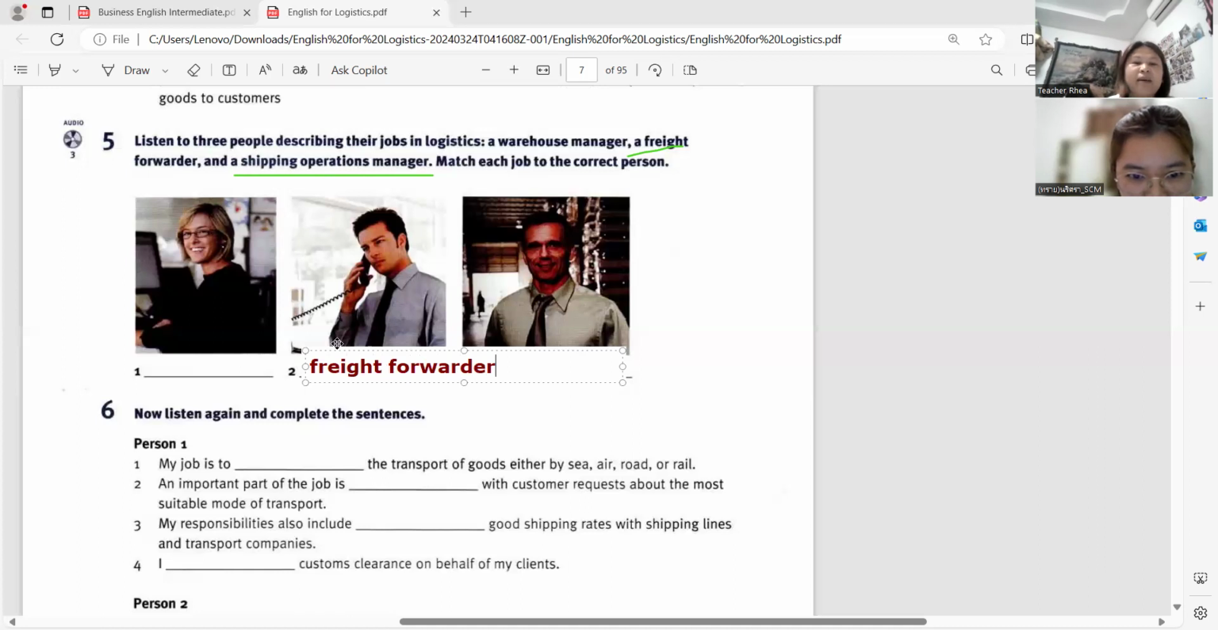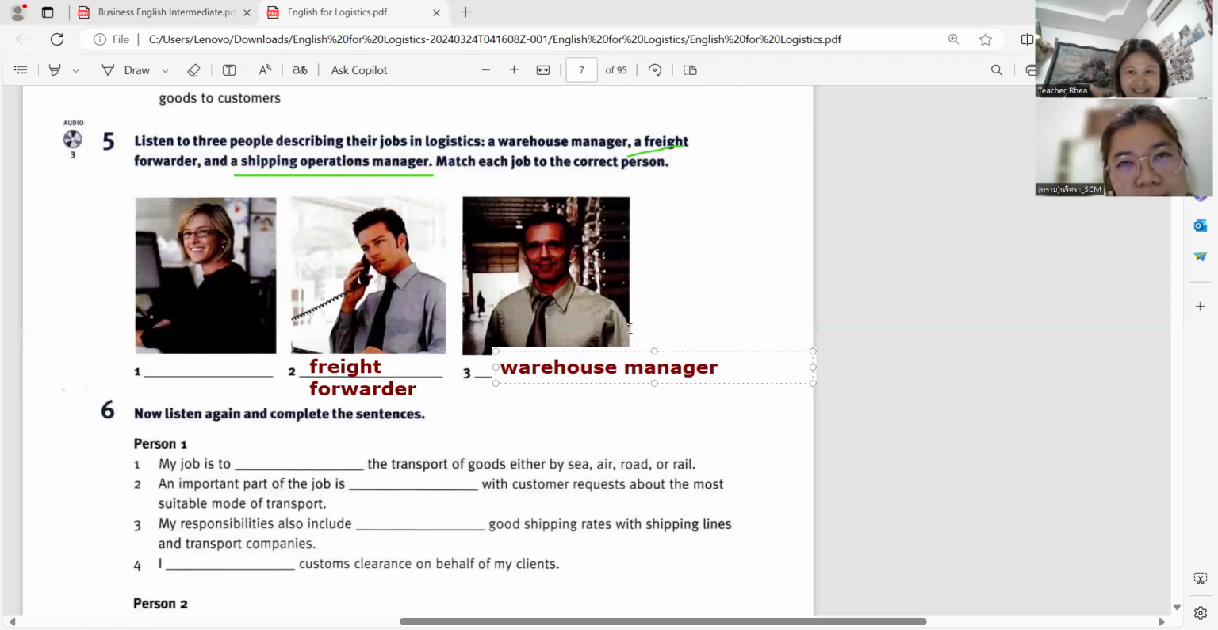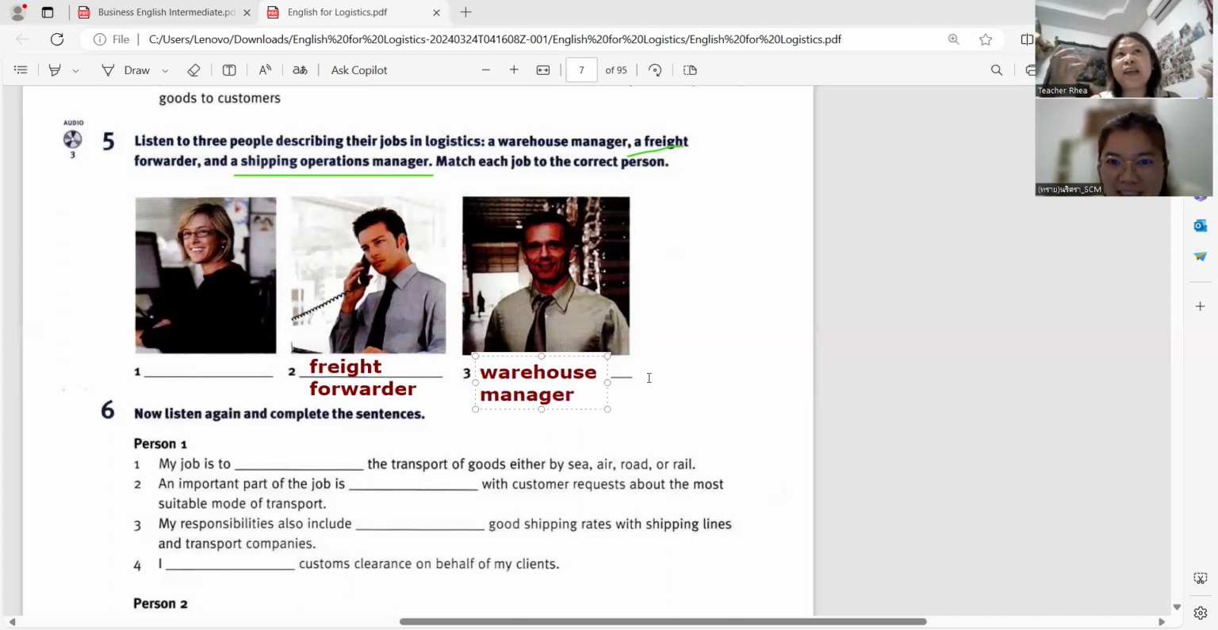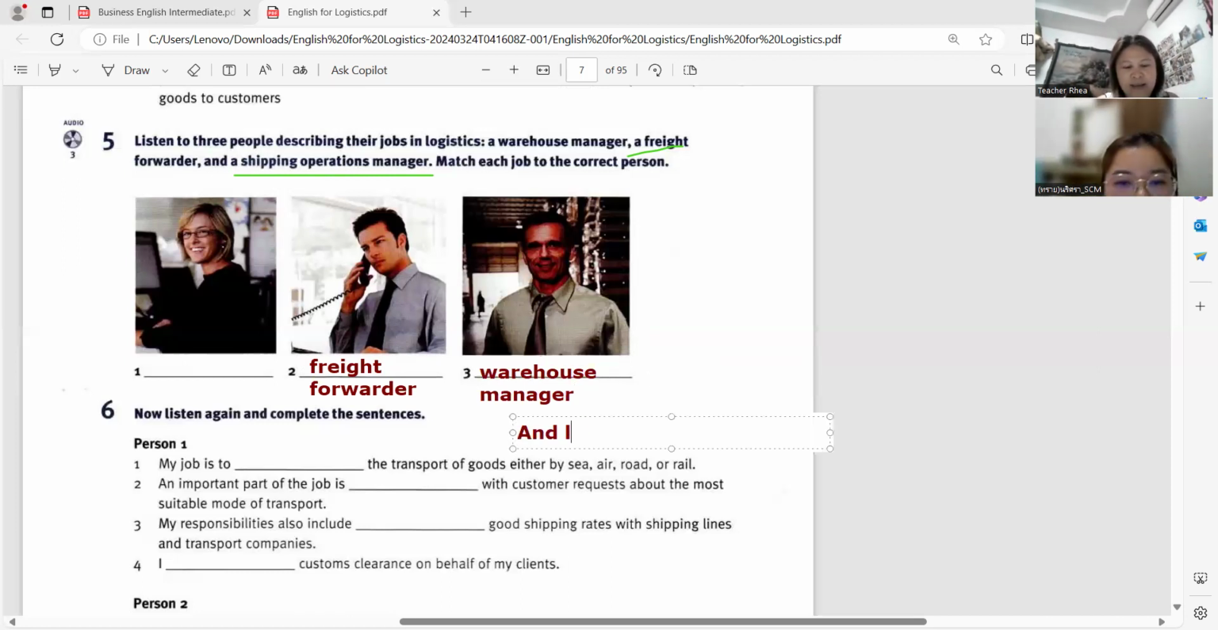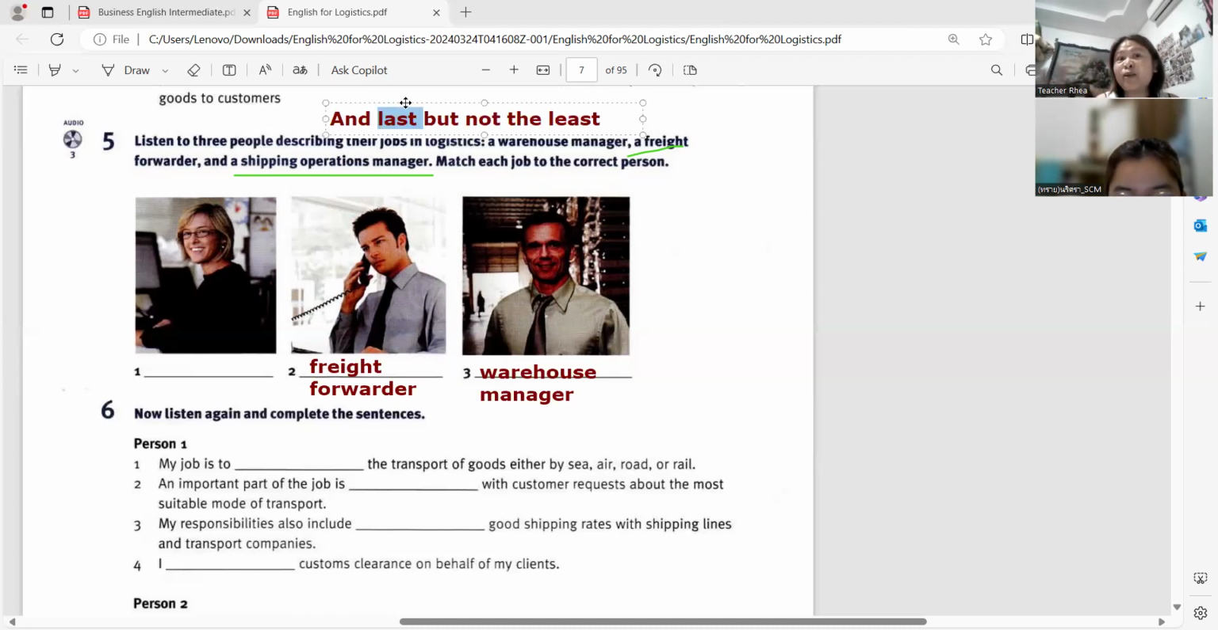Okay, so the third is warehouse manager. Let me ask about the last but not least. What does it mean? Last but not the least, meaning, for example, this is the last thing that you would say about your job or about yourself, but not the least thing, not the smallest thing about your job or about you.